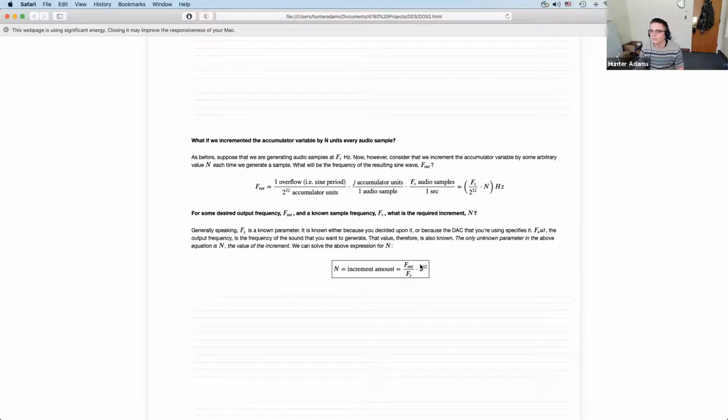So we can just rearrange this expression, and what this will tell us is, for some desired output frequency, we can solve for the increment amount in order to produce that output frequency. So suppose we want to produce 400 hertz, then our desired F out is 400 hertz. Our audio sample rate is, in our case, 44 kilohertz. And our accumulator variable is 32 bits long, so it holds 2 to the 32. So we can solve for the amount by which we need to increment our accumulator every audio interrupt in order to produce a 400 hertz output.